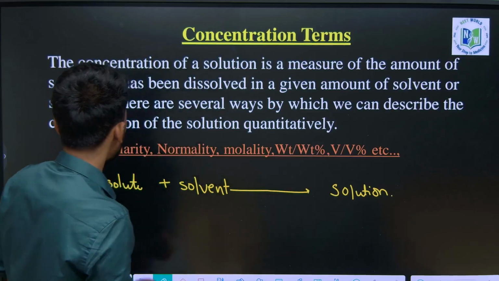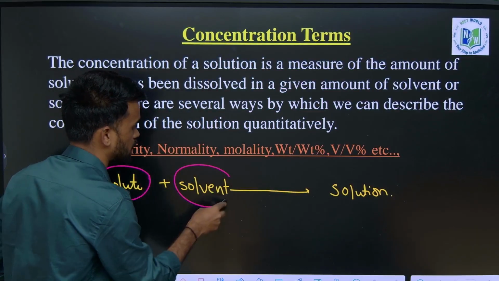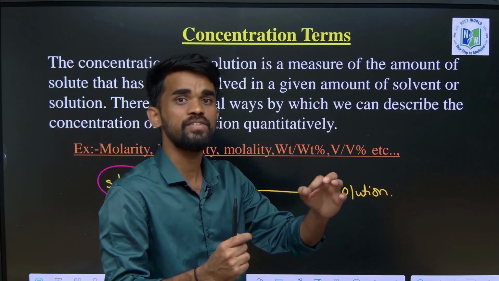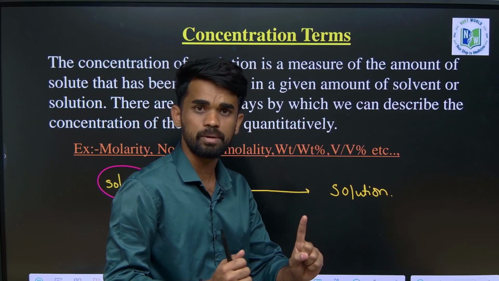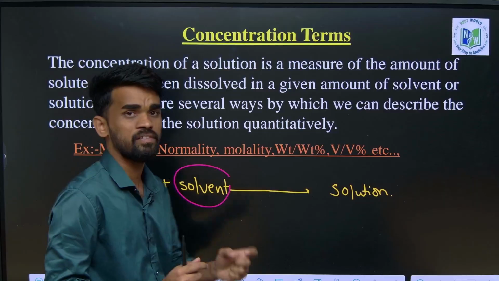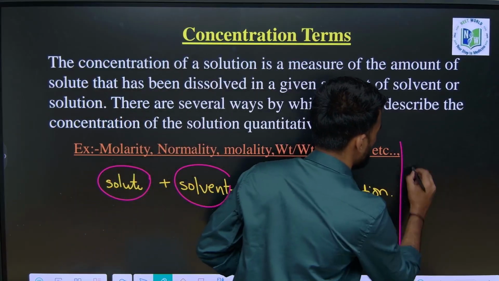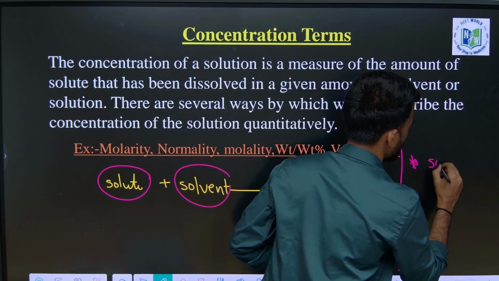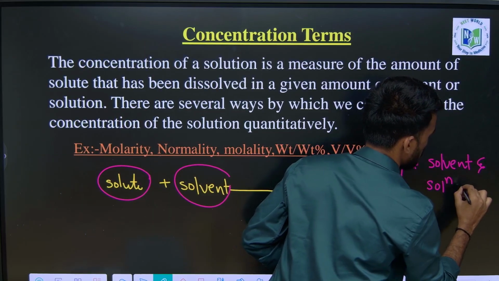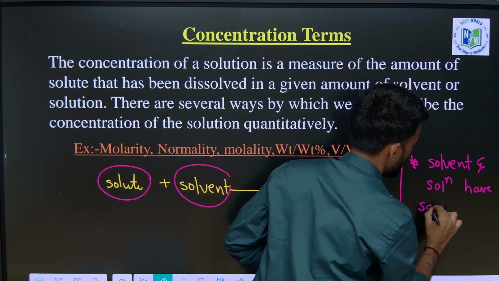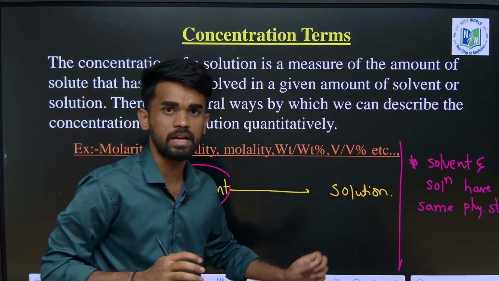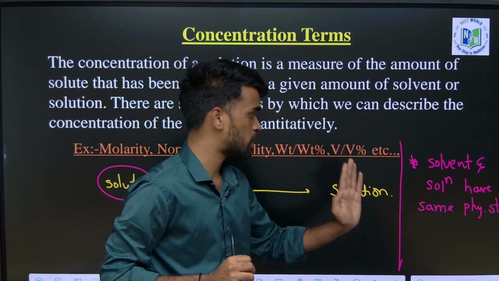Now, what do we mean by solute, and how do we decide the solvent here? Generally, solvent and solution have the same physical state. The first thing you can remember to identify the solute and solvent in a solution is that the solvent and solution have the same physical state. You should highlight that point. So this point you should remember in order to identify the solvent in a solution.